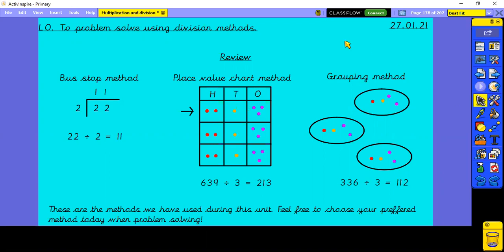And before we move on, I just want us to review all of the methods we've used during division. So we've got our bus stop method, where we look at our divisor going into our dividend and get our answer on top. We've got our place value chart method, so we represent our number in place value counters in our chart and then look at one row to find our answer. So here 639 is being divided by 3, so there's 3 rows and we look at one row to get our answer. And lastly we have our grouping method, so we have our counters and then we split them into equal groups to get our answer. So just have a little look at these methods we've been using and refresh your memory so you're ready for the next part of the lesson.